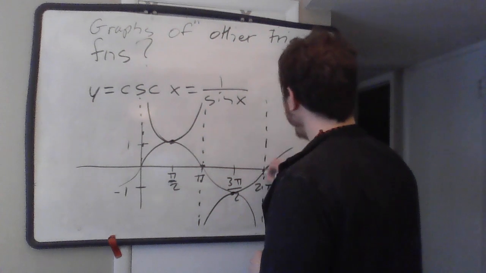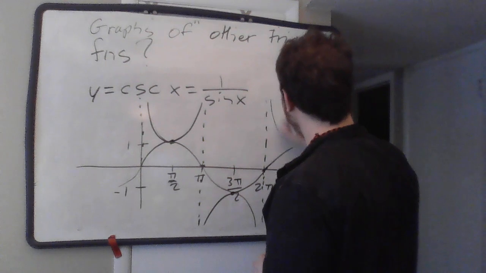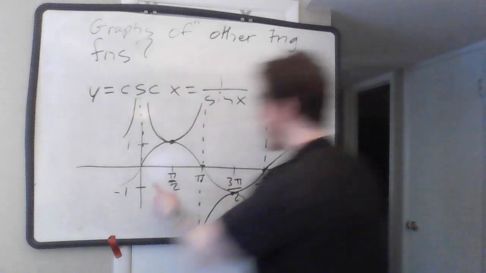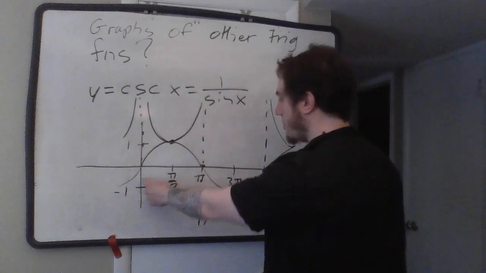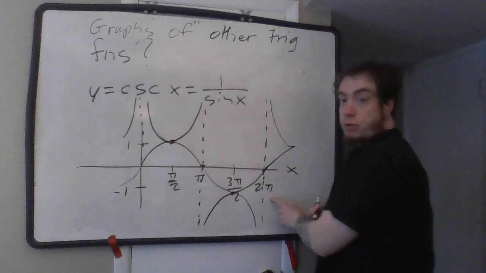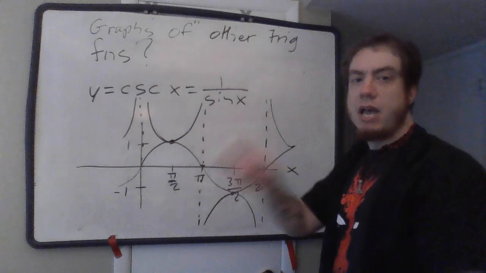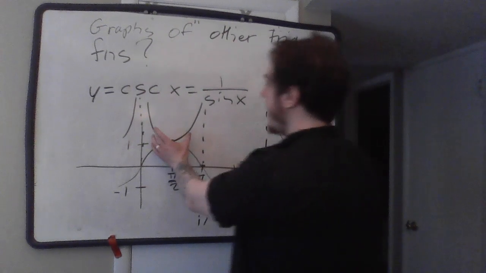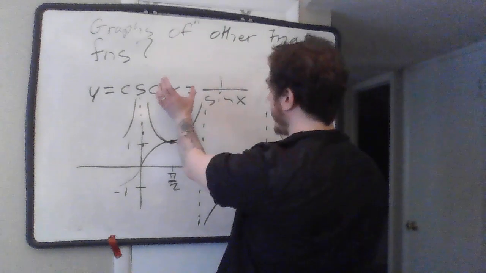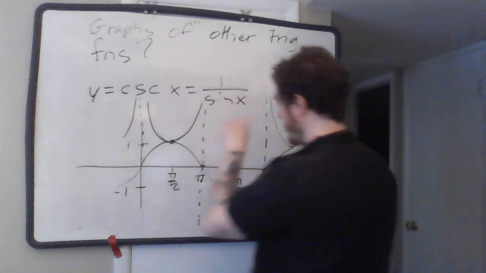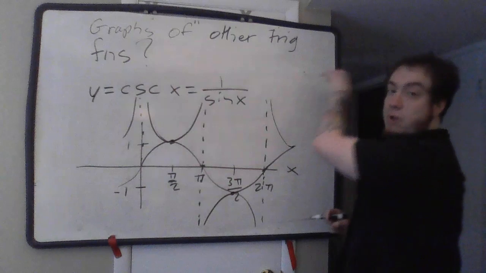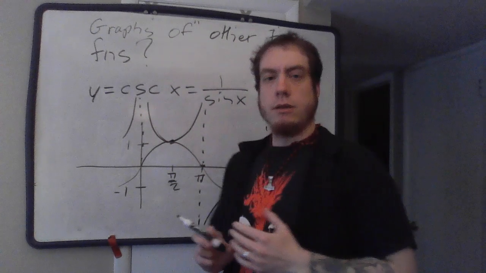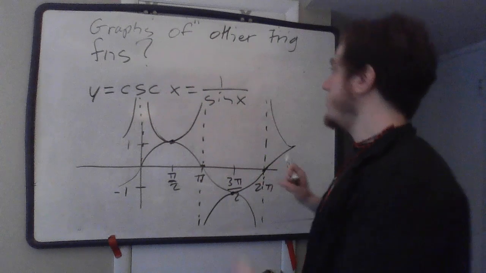And so what we end up with for this graph is a picture that has a vertical asymptote at 0 and at pi, at 2 pi, and so on. So every multiple of pi, we get a vertical asymptote. And then it has these U shapes, an up U and then a down U, an up U and then a down U. So that's the basic shape of the cosecant.